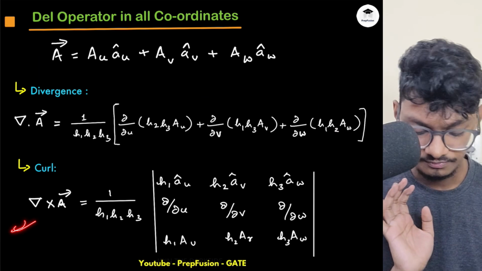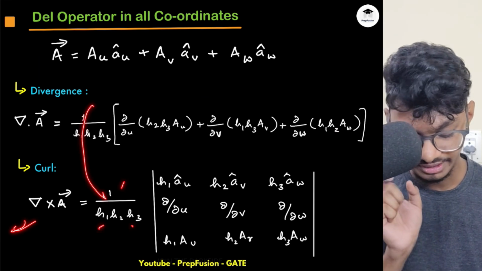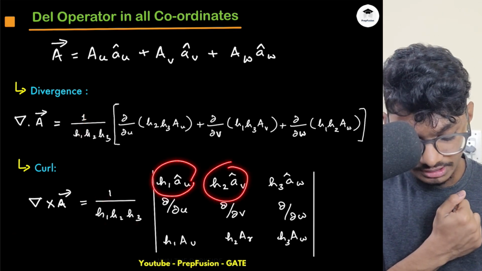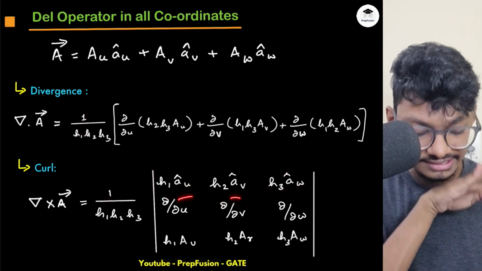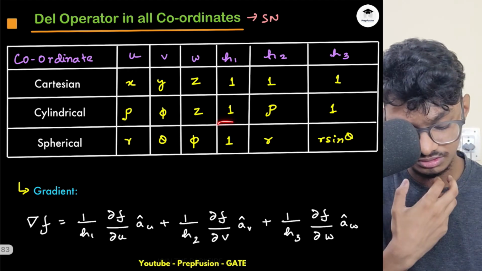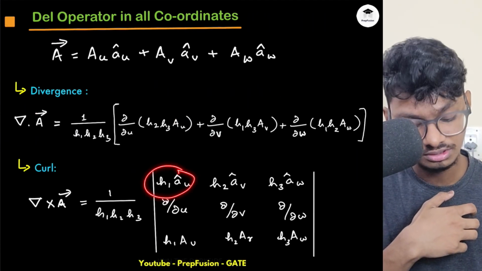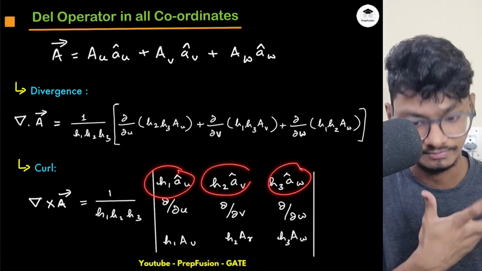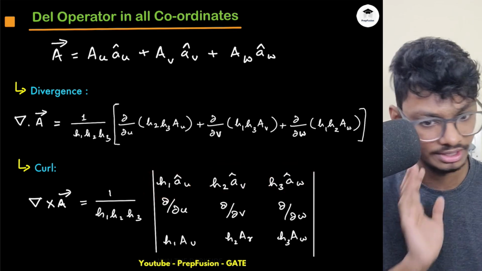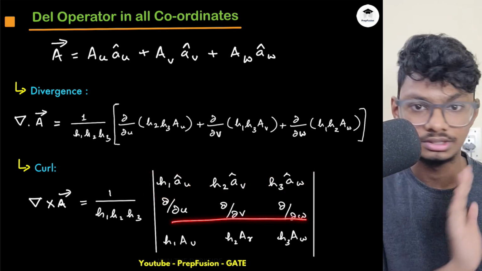And for curl as well, again this coefficient will come, 1 by H1, H2, H3, but the format will be different. In the top row it will not be simple AX, AY, AZ. Here it will be with its own component, that is H1, H2, H3. This is for rho phi z, this is for r theta phi. Anyhow you want, this will be the same.